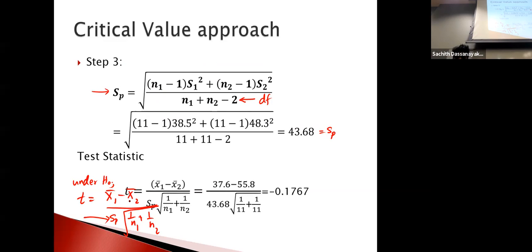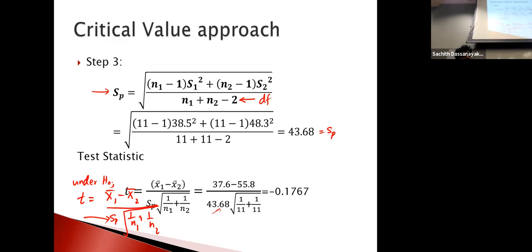So you can simply plug this value into this equation. Yes, this is the test statistic. Plug this value right here, with x1 bar and x2 bar given from the last slide. This calculation gives you a negative value, negative 0.1767. I think the calculations are correct, I checked them. So this is your test statistic.